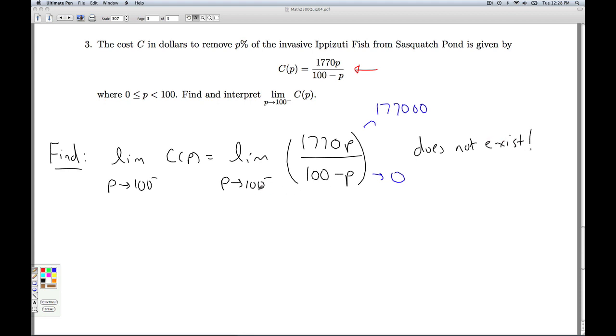But since it's a one-sided limit, I might be able to figure out exactly how it fails to exist. So, when I'm coming into 100 from the left, I'm thinking of plugging in numbers a little bit less than 100, 100 minus something. So I'm thinking of plugging in numbers like 99.9, 99.99, etc.